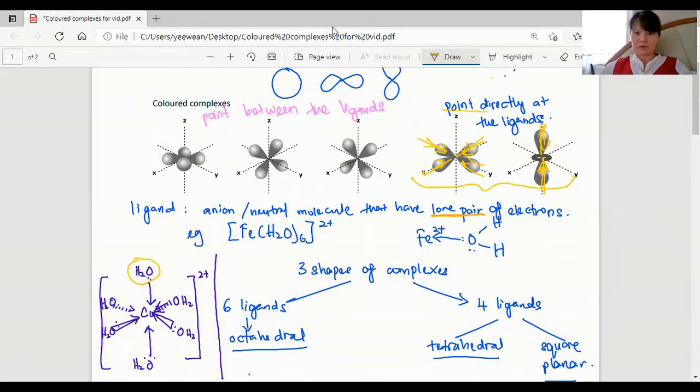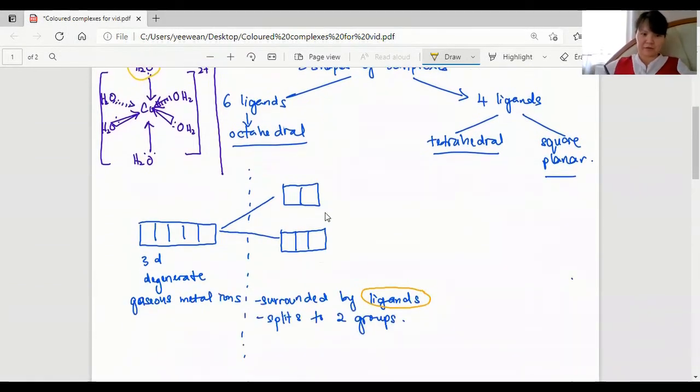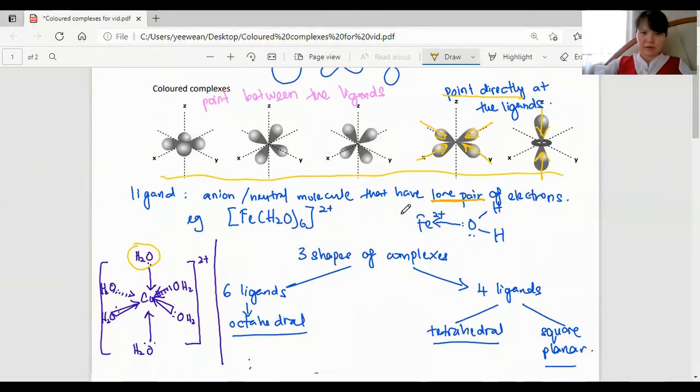So this one points directly. Let's compare it with the other 3 orbitals. Does it point directly at the ligand? Just to remind you, all these 5 exist at the same time. These 5 represent the 5 d orbitals. Okay, now the other three.